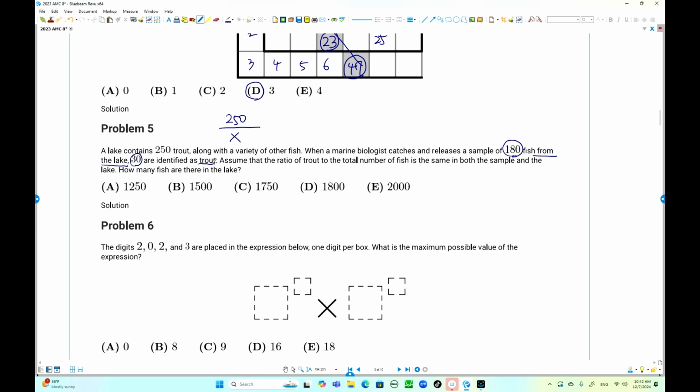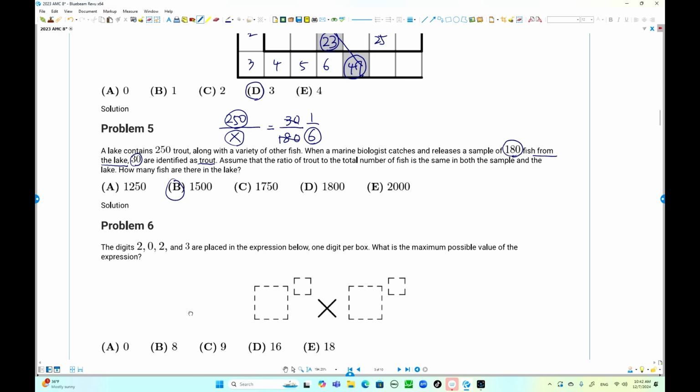If you choose 250 trout, how many pieces? It's going to be the same ratio, right? So we have 30 out of 180, okay? That's the sample. When you simplify this one, it is 1 over 6. Okay, x equals how much? 250 times 6 is 1500, which is the answer.